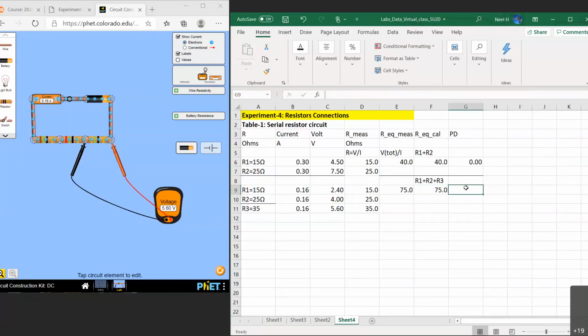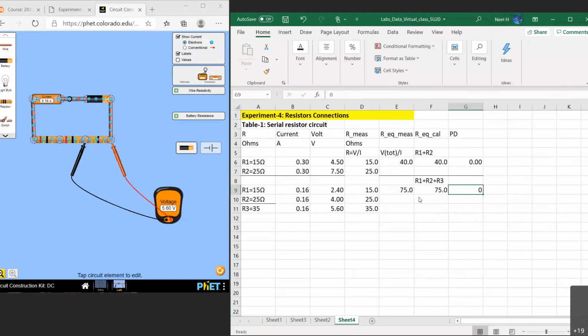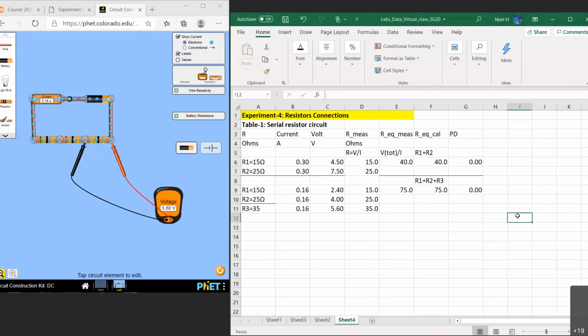And then the percentage difference is going to be 0. There's no meaning really even doing that, right? So that's the bad part doing the experiment this way. You will get a perfect result. Okay. So that's part 2 with the three resistances. Any questions so far? Everybody okay?